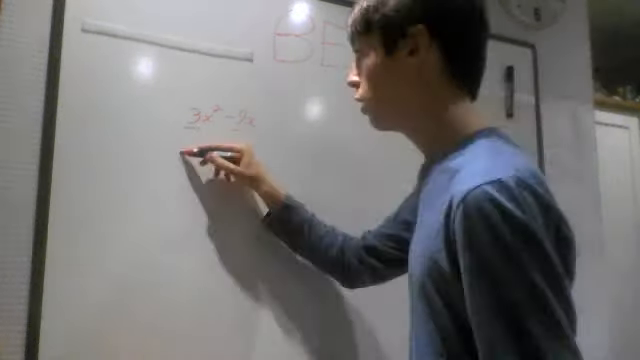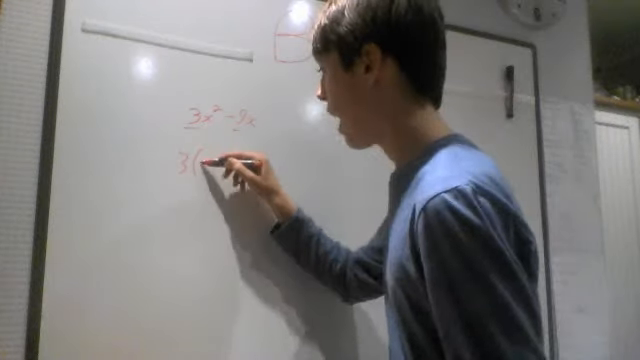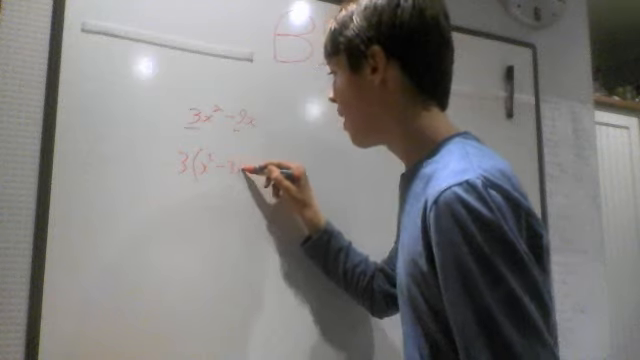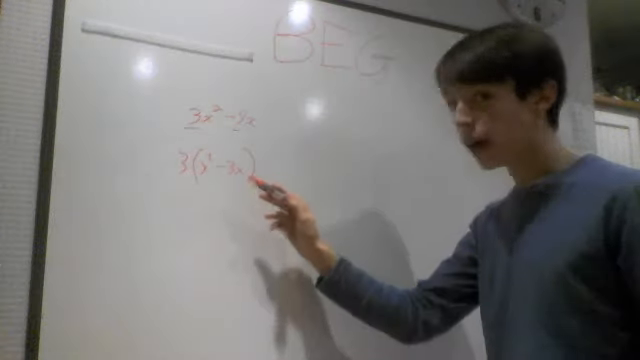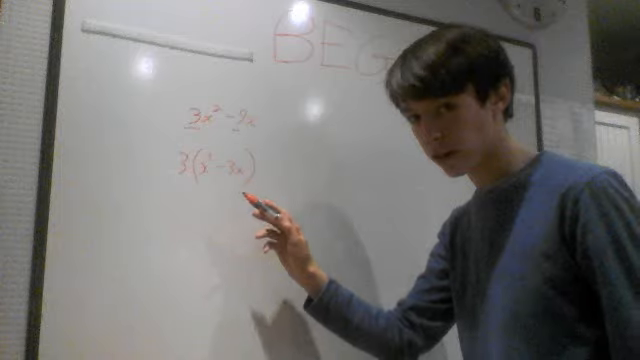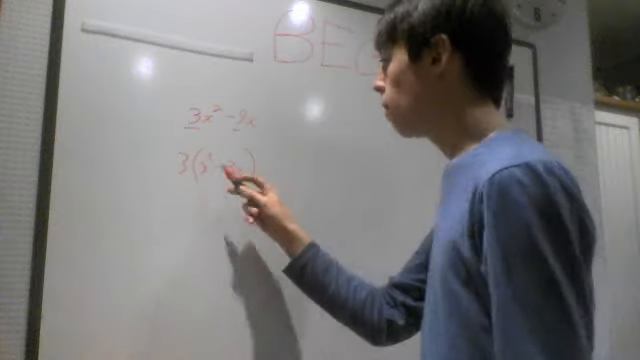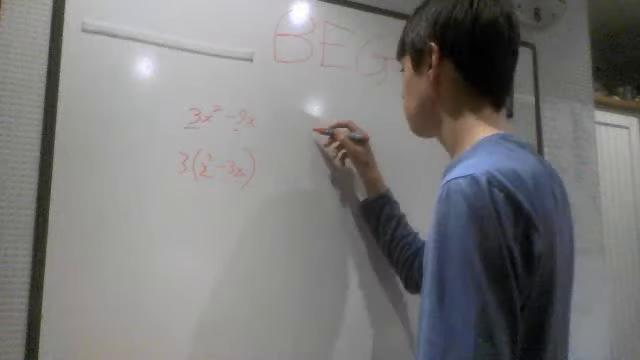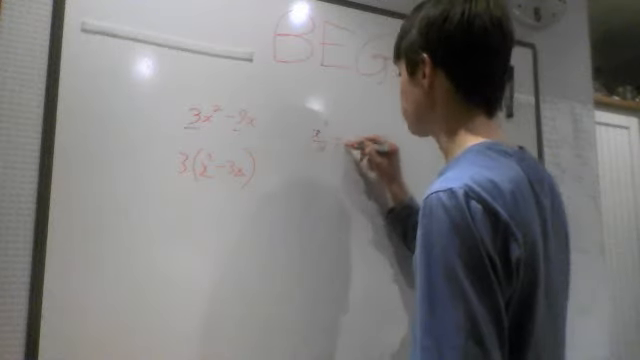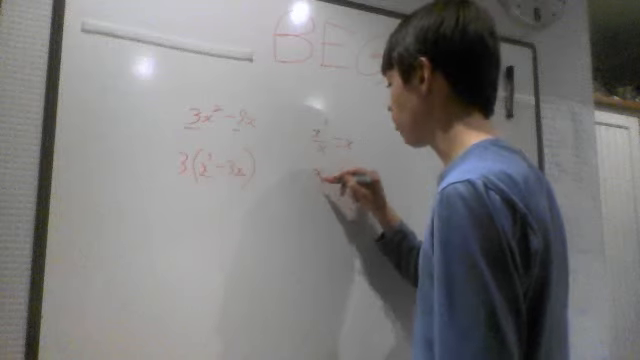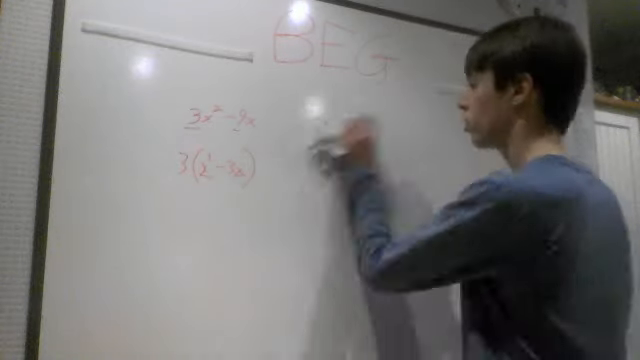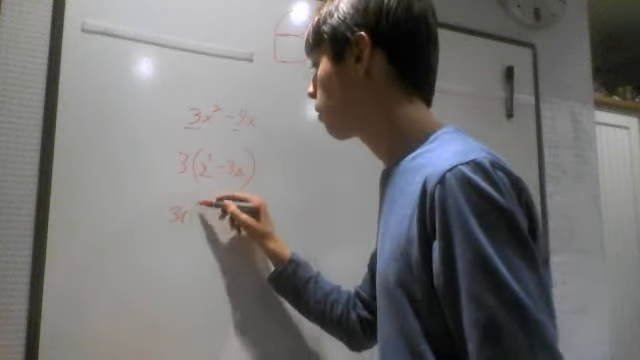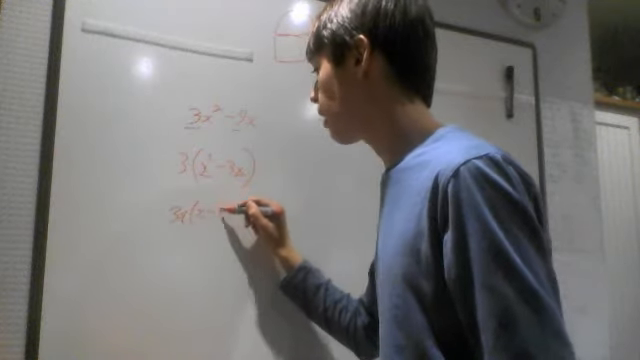So, we can write this as 3 times the bracket x squared minus 3x. And that is factorised, but it's not completely simplified, because there's one more thing we can do. Both of these are divisible by x, because x squared over x equals x, and x over x equals 1. So we can further write this as 3x brackets x minus 3.